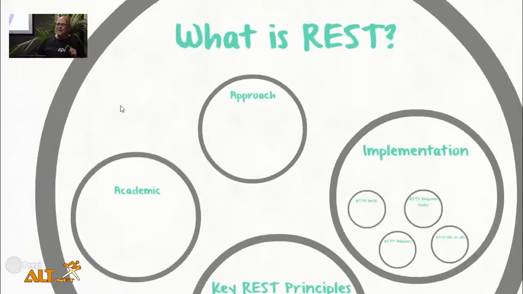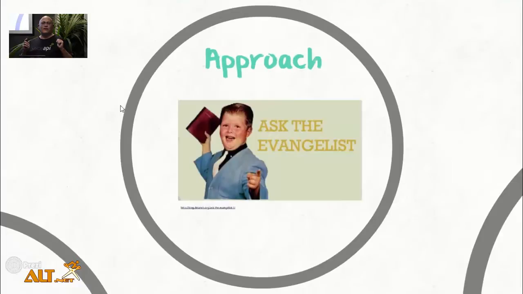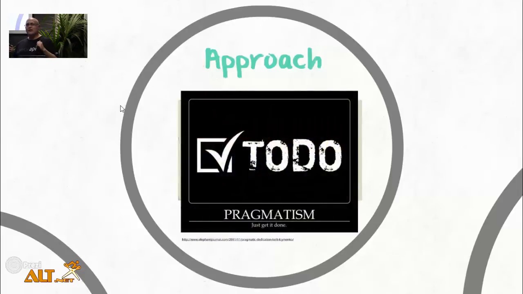Okay. Right, so the approach: ask the evangelist. When you're doing REST, you've got two camps. There are people who are really in there, and REST is the thing: we must do it this way, and there is only one way to do REST. And then there are people who are a bit more pragmatic about it. There's nothing wrong with being an evangelist, and you'll get 90% of your stuff done. But sometimes you have to step back a little bit and be more pragmatic. Sometimes being that evangelist will keep you on the right track, but sometimes you just take a step back and get the job done.